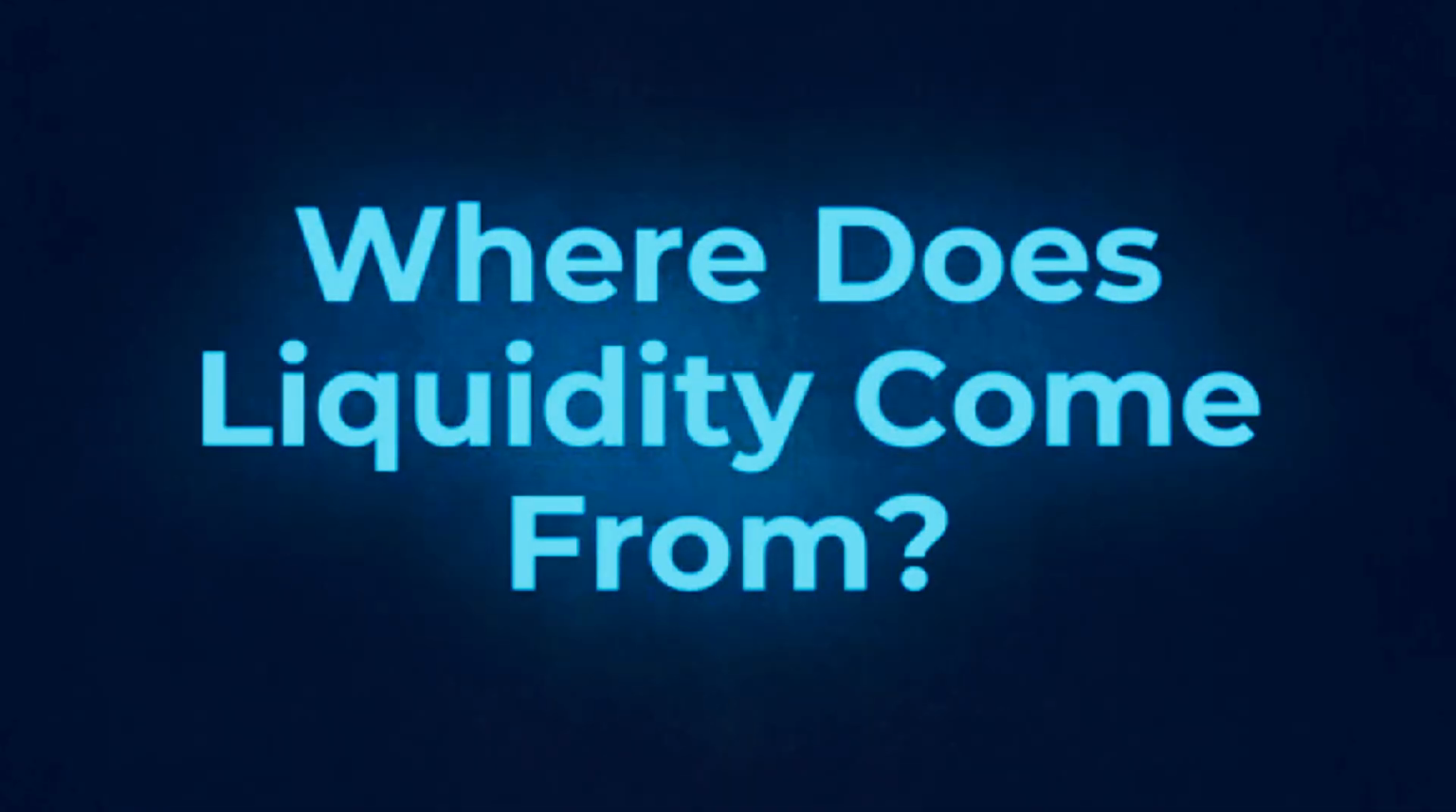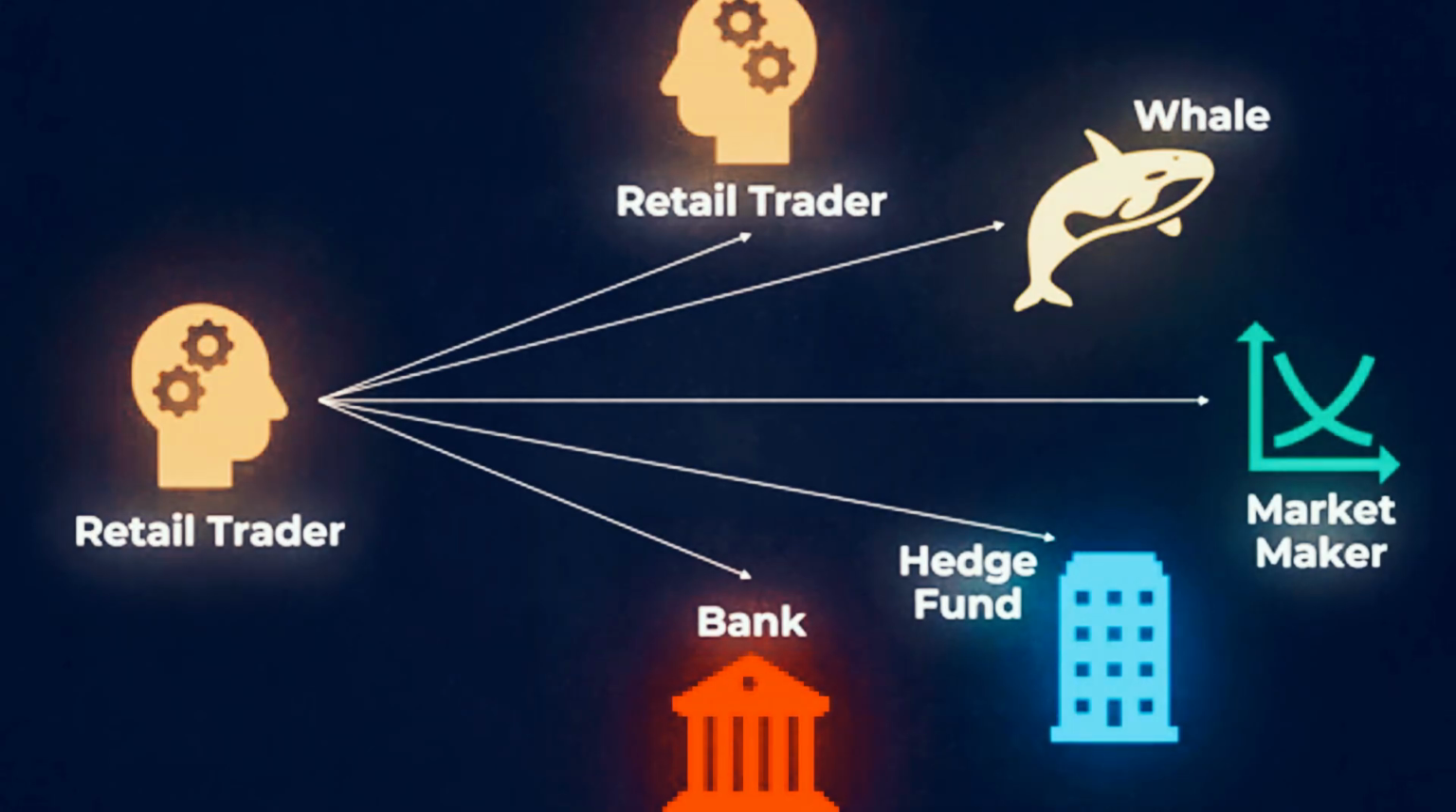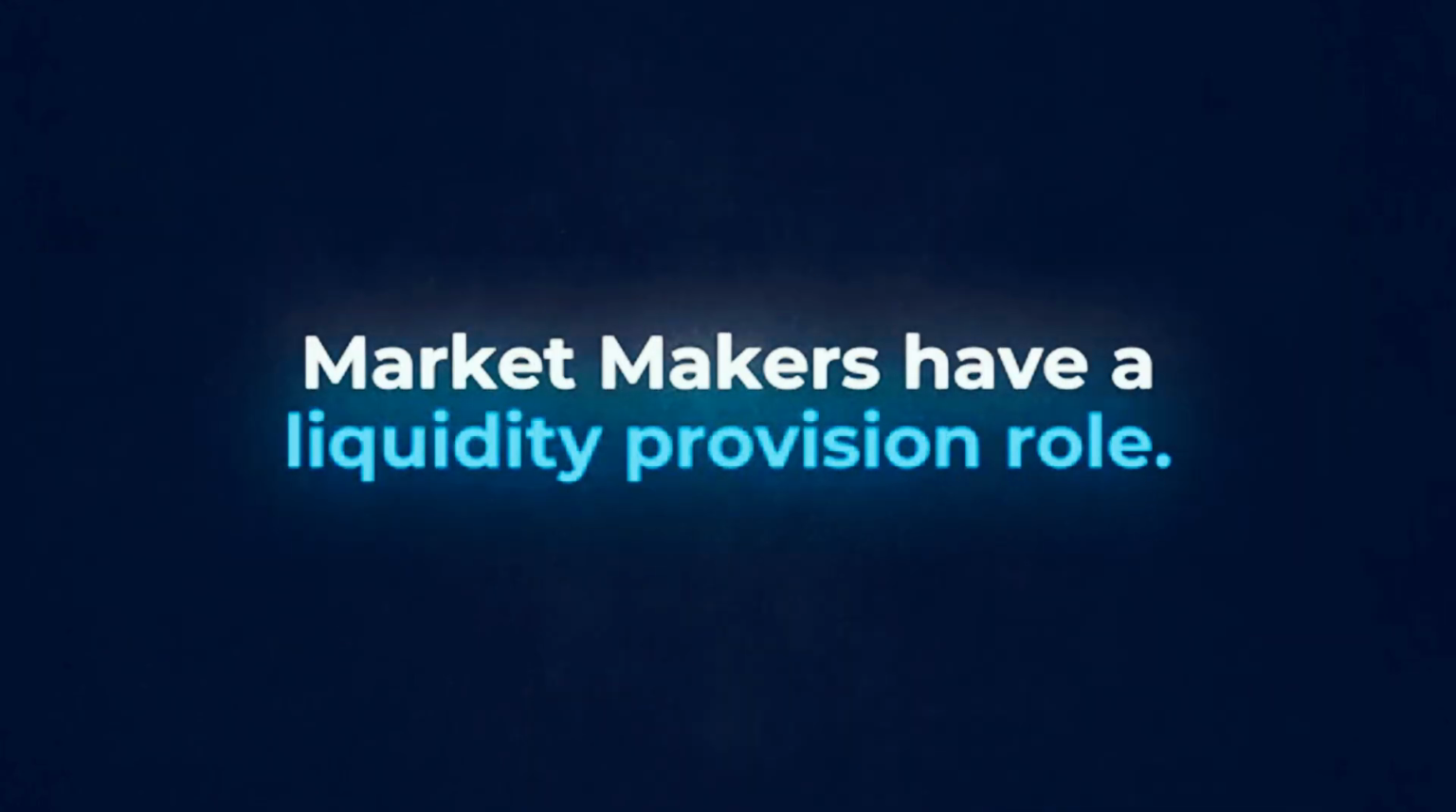So where does liquidity come from exactly? Liquidity can come from any market participant. When you place a trade, you might be interacting with another retail trader, a whale, a market maker, a hedge fund, and even a large bank. However, the market makers are the participants who have a liquidity provision role.